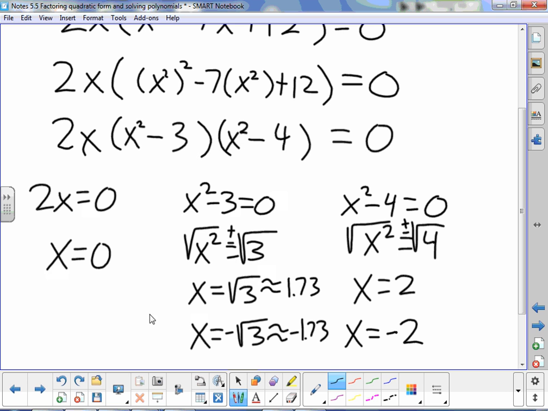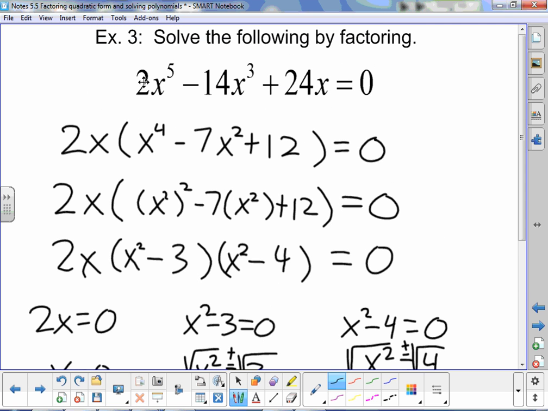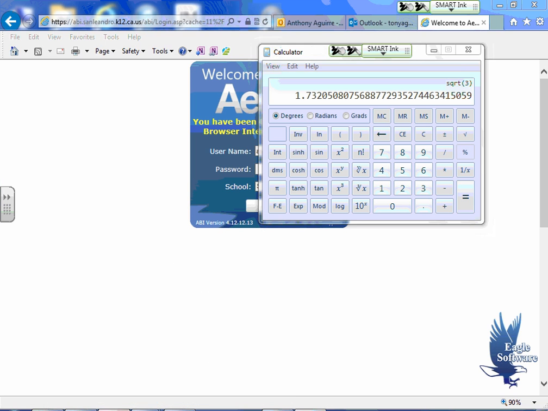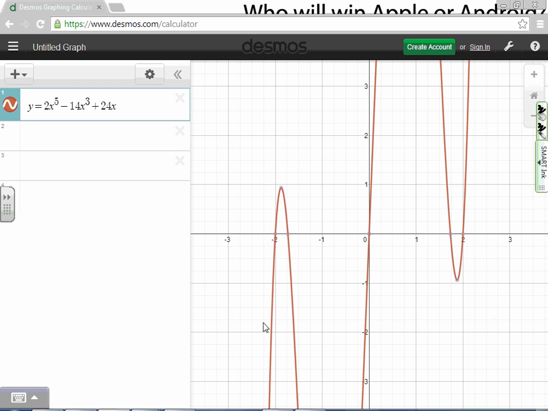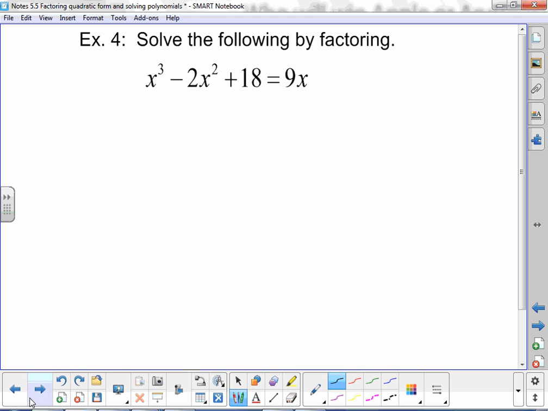There you go. You just found all of your x-intercepts of a 5th degree polynomial. So we know it goes down to the left, up to the right, and we know all the zeros. So tomorrow we're going to figure out the parts in between. But before that, let's go ahead and do one more example.